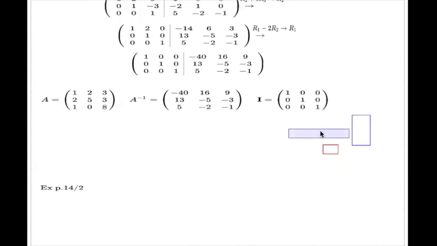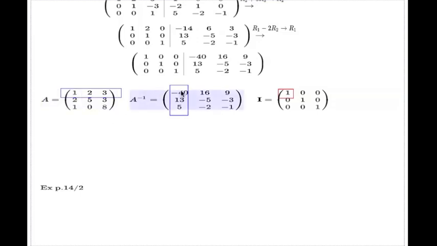So look at this. If I take this row and multiply it with the column here, that will be the result. The result will be this element. Let's just see if this is truly 1. 1 times -40, -40. 2 times 13, 26. 3 times 5, 15. -40 plus 26 plus 15, 1.